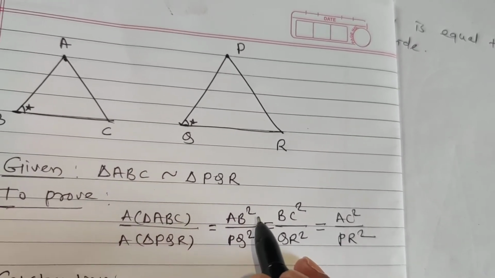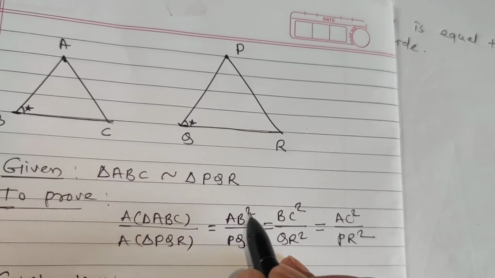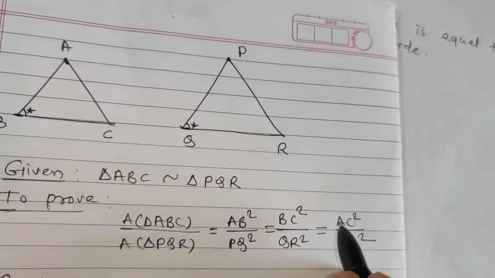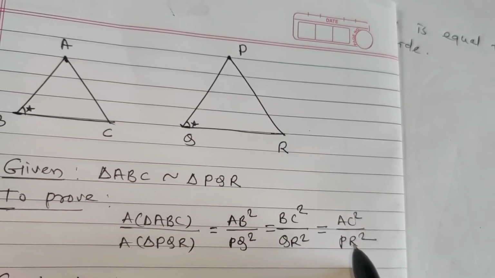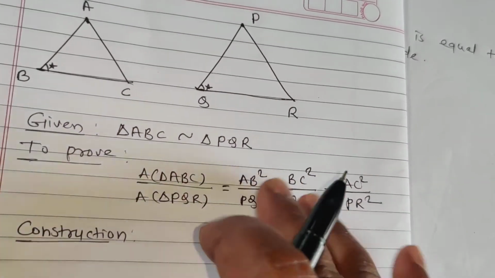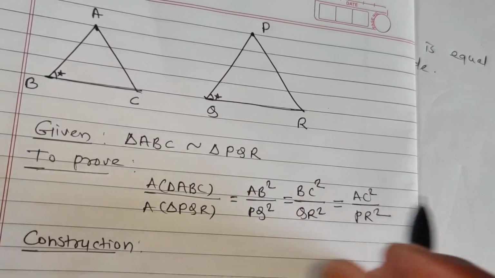We don't need to prove all the statements, like AB square upon PQ square equal to BC square upon QR square equal to AC square upon PR square. Any one of these we have to prove. Furthermore, we will understand the thing.